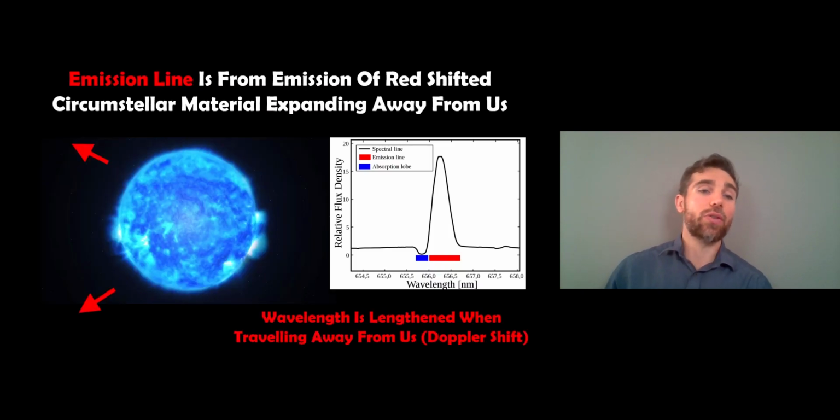And then you've got the same material doing the same thing on the opposite side of the star, but this time it's moving away from us, so it becomes redshifted. The wavelength gets slightly stretched because it's expanding away from us. And this time around, it's actually emitting at its own wavelength. So you get an emission line that's then redshifted. And when you combine the two, you get this P Cygni profile in the spectrum, which again is very unusual.